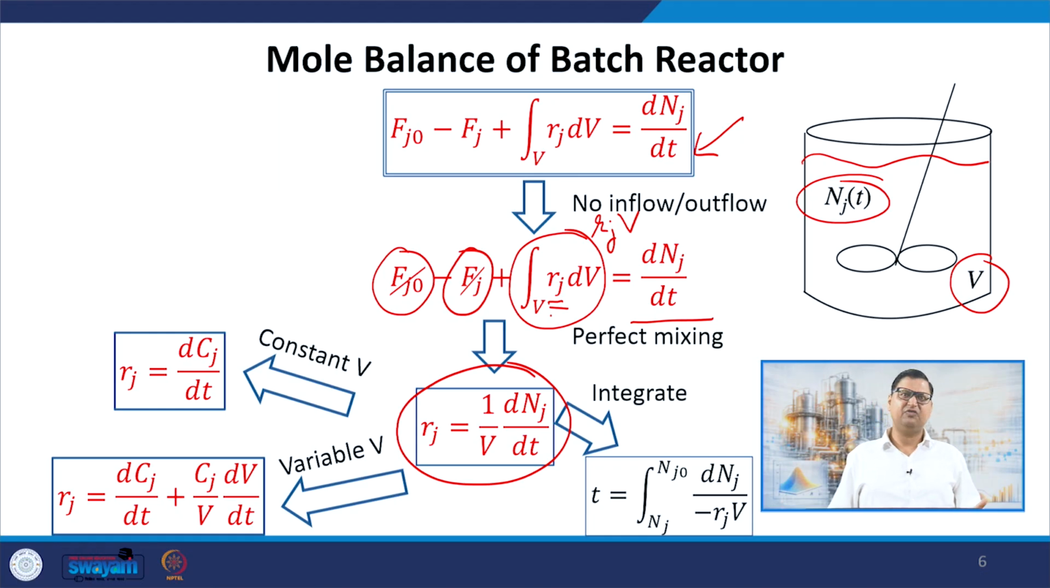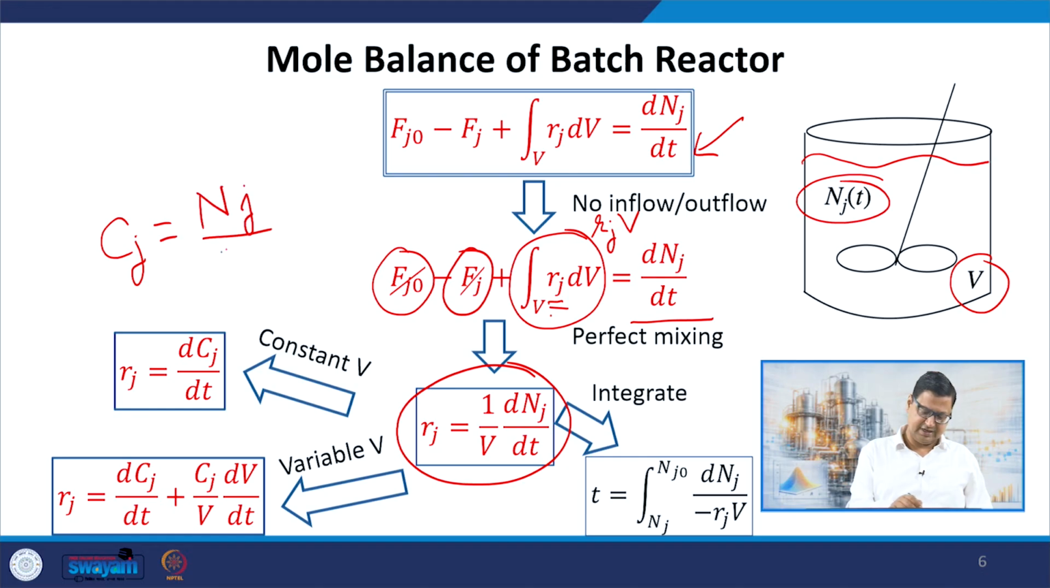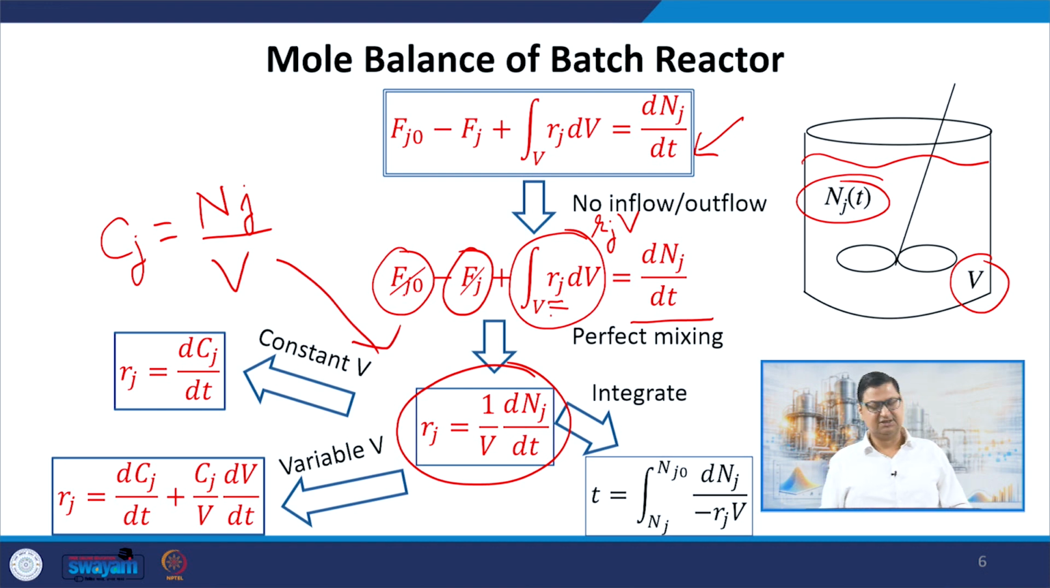In the case of liquid phase, of course, there can be a volume change on reaction, but typically the volume changes are fairly small, so that can be neglected. In that case, again, we can assume that the batch reactor is operating at constant volume. In both these cases, using the fact that the concentration Cj is defined as the number of moles of J divided by the volume, we can plug it into this equation and note that the volume is constant. Therefore, we get Rj is equal to dCj by dt.